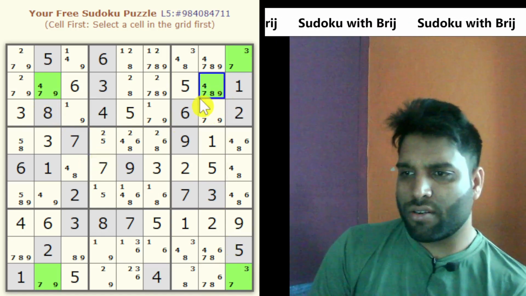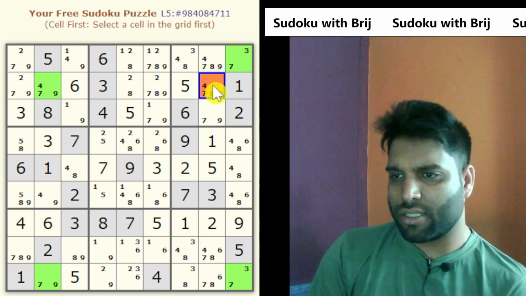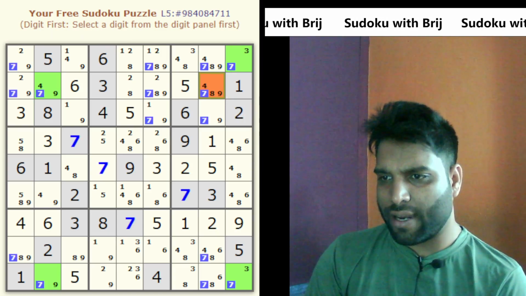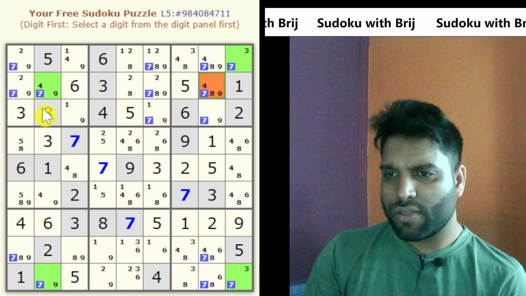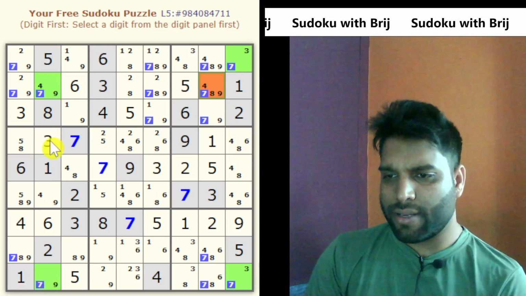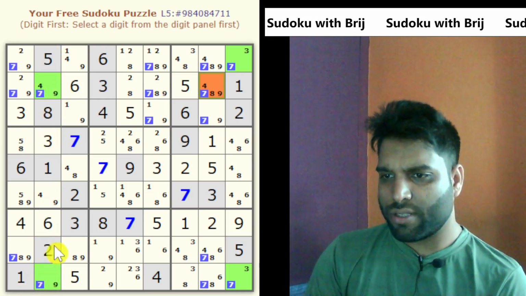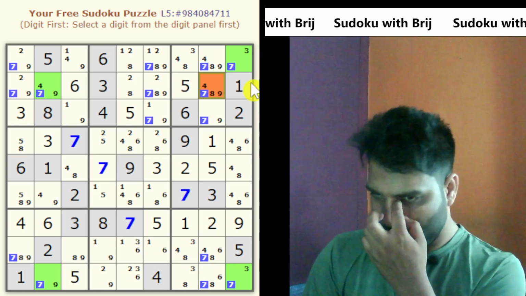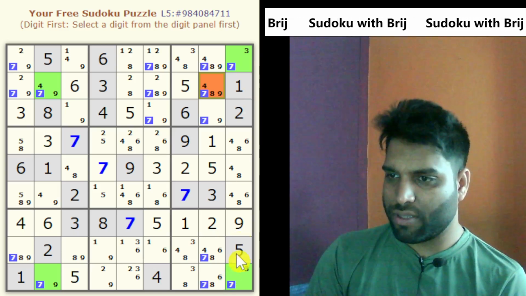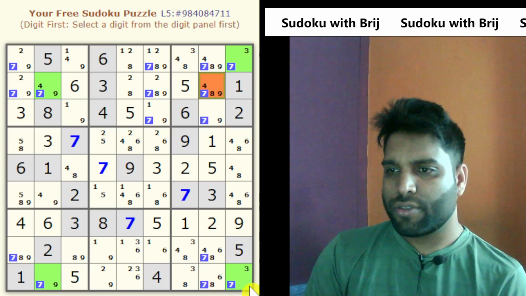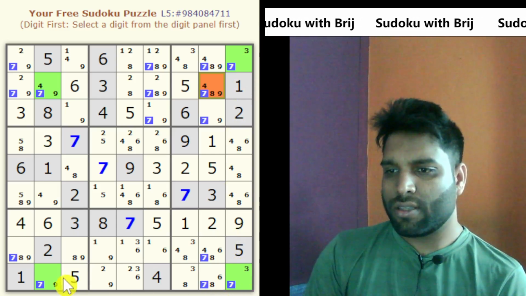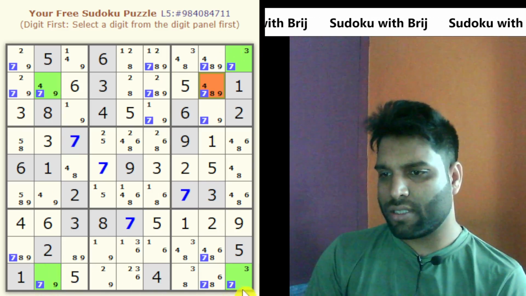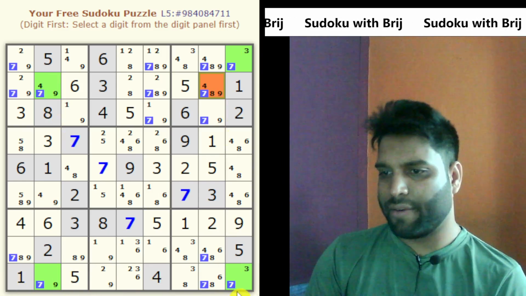So there is another cell which is in orange. Let me highlight the 7 again. So in column 2, the possibility of 7 is only between these two cells which are in green. And in column 9 also the possibility of 7 is only between these two cells. So now both the columns have the same base, which is row 9.